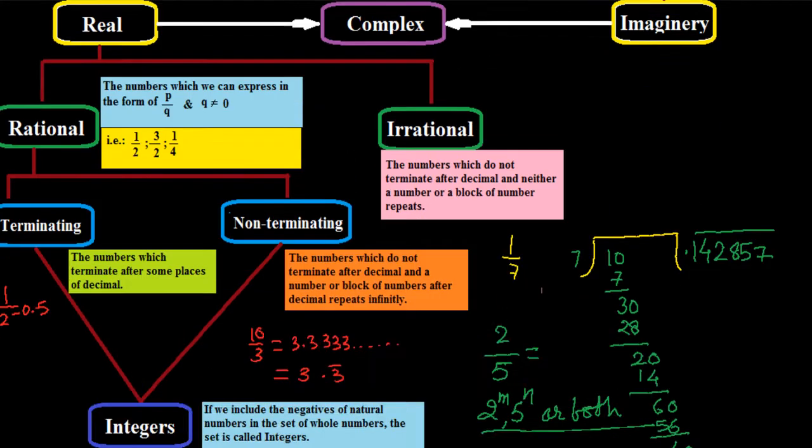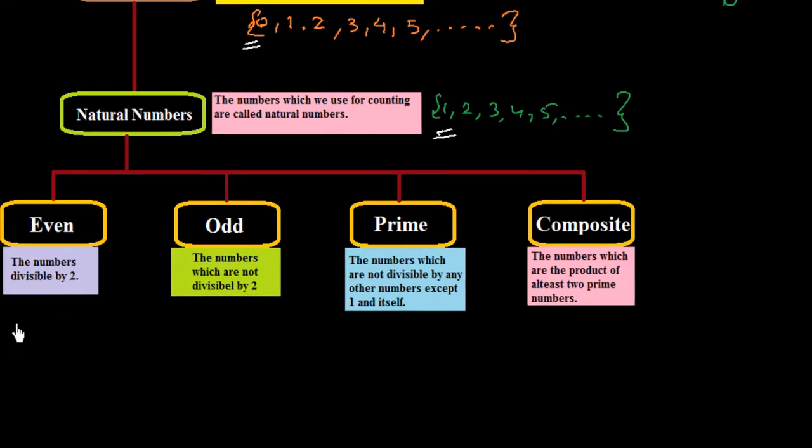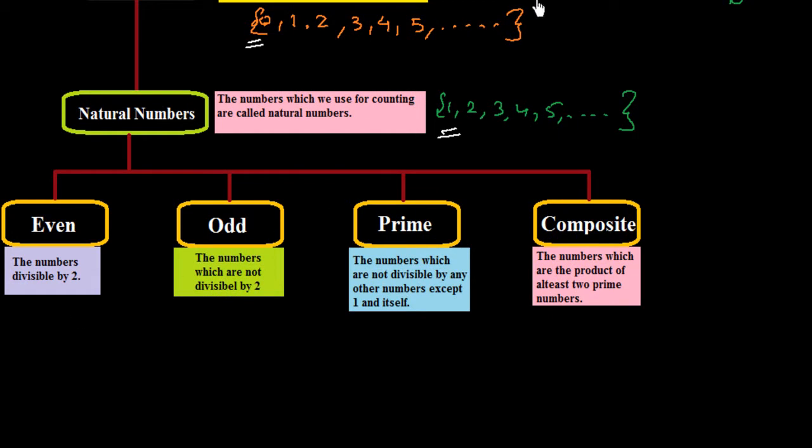So here you see now the roots: even, odd, prime and composite. The even numbers are the numbers which are divisible by 2. So look at this here. It is 2, 4, 6 and so on. So 2, 4, 6, these are all even numbers which are divisible by 2. The smallest even number is 2.